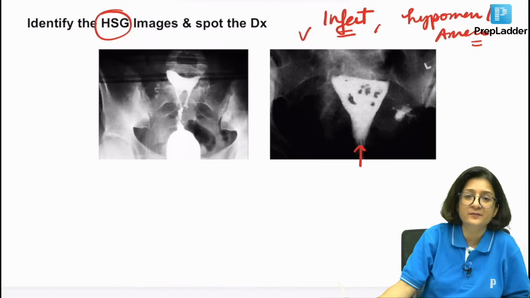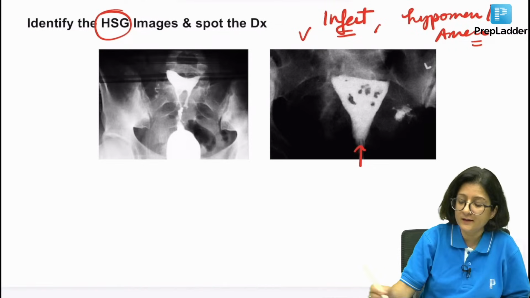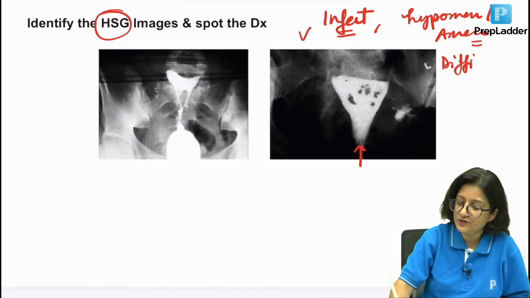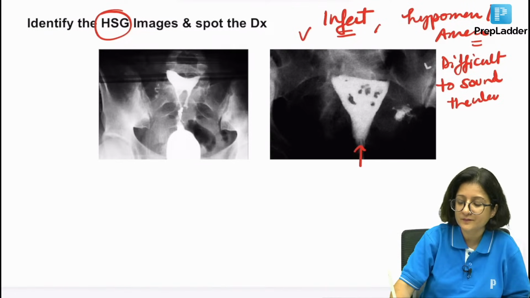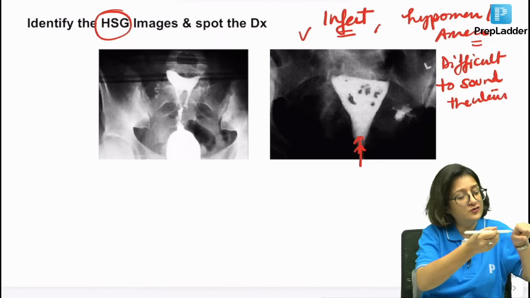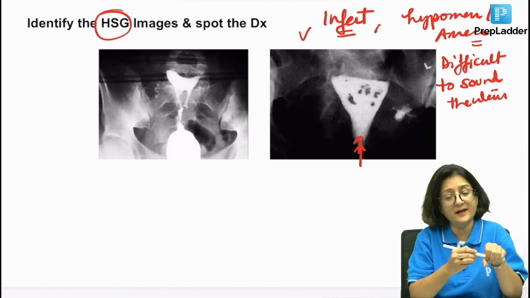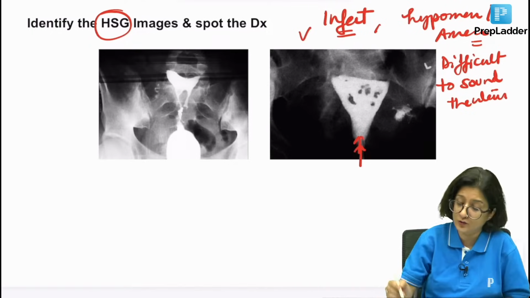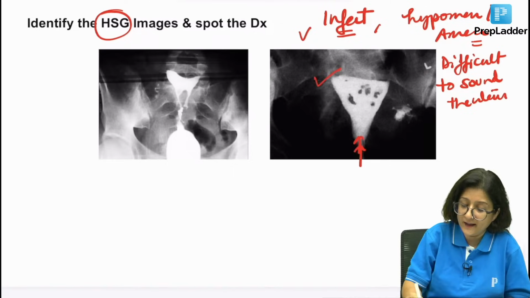We did this imaging. Okay, I'll give you another clue. Very difficult to introduce the sound. Difficult to sound the uterus. Putting any instrument inside through the cervix was very difficult, because maybe there are adhesions inside the endocervical canal also. So many clues I could give you. And then I give you this finding.